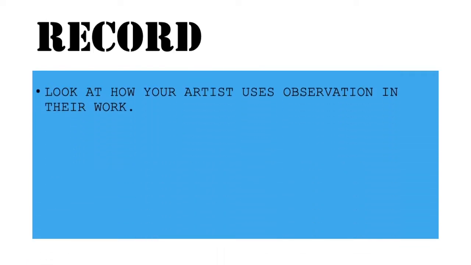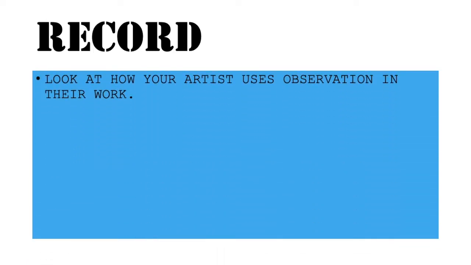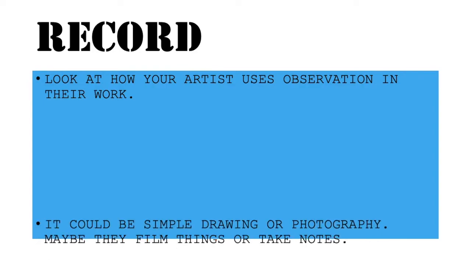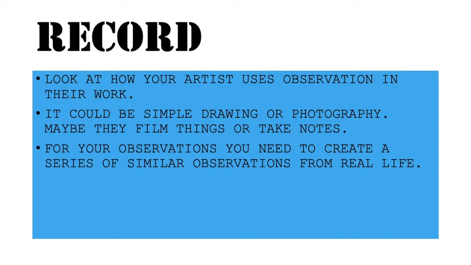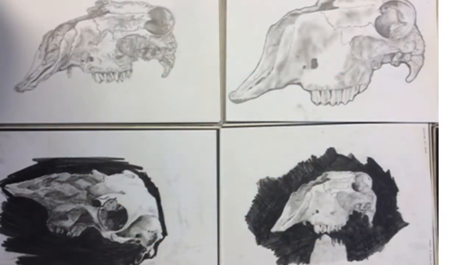Recording. Look at how your artist uses observation in their work. It could be simple drawing or photography. Maybe they film things or take notes. For your observations, you need to create a series of similar observations from real life. Draw, photograph, paint or film. Here we've got some examples of students' observation pages.